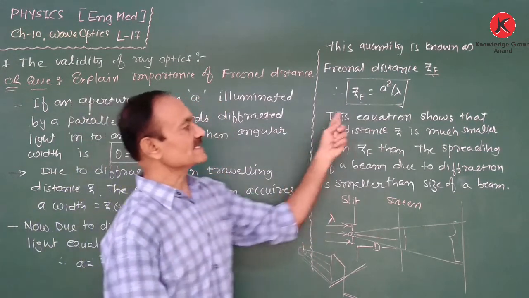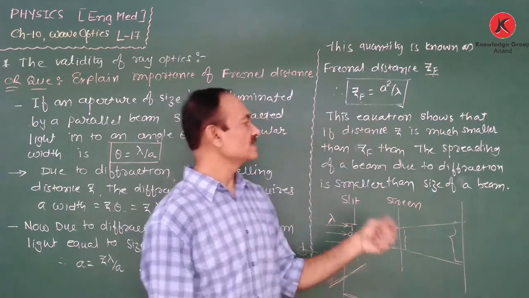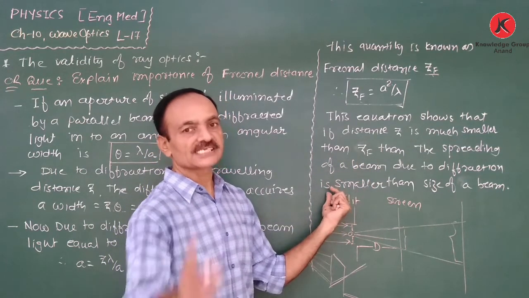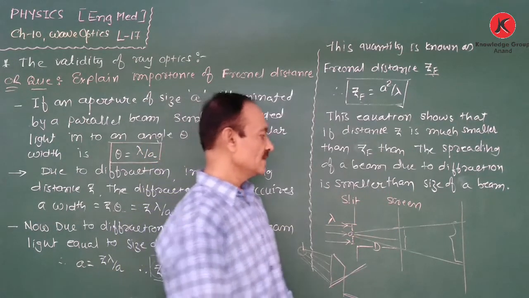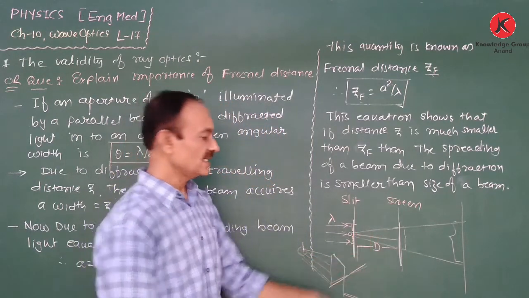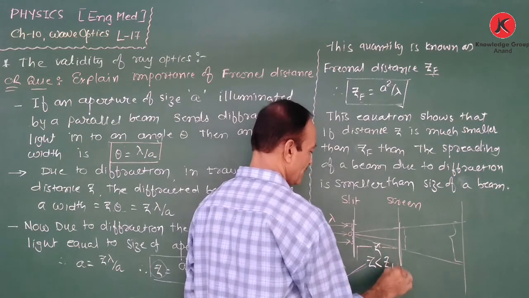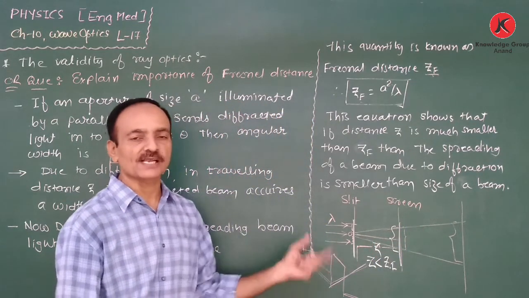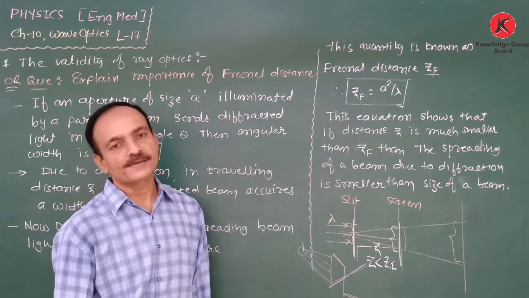Now listen, this equation shows that if the distance Z is less than the Fresnel distance ZF, then the spreading of the beam due to diffraction is smaller than the size of the beam. That means if the distance between the slit and the screen, Z, is less than ZF, then the spreading of the beam of light is smaller than the size of the beam. So that is the importance of the Fresnel diffraction.